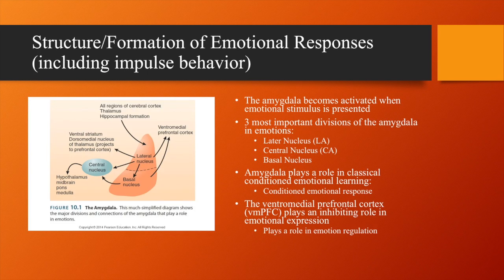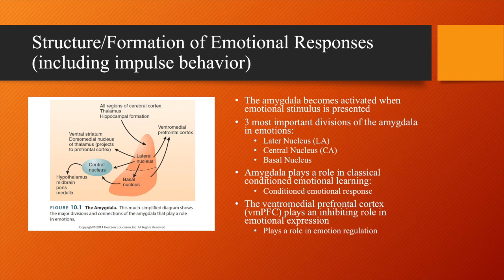The structure and formation of emotional responses, including impulse behavior. The amygdala plays a role in the organization of emotional responses to certain events. The amygdala is divided into 12 parts, but the three main ones for the use of emotion are the lateral nucleus, central nucleus, and the basal nucleus. The lateral nucleus receives sensory information from the neocortex, thalamus, and hippocampus and sends projections to the basal nucleus, accessory basal, and the central nucleus of the amygdala.